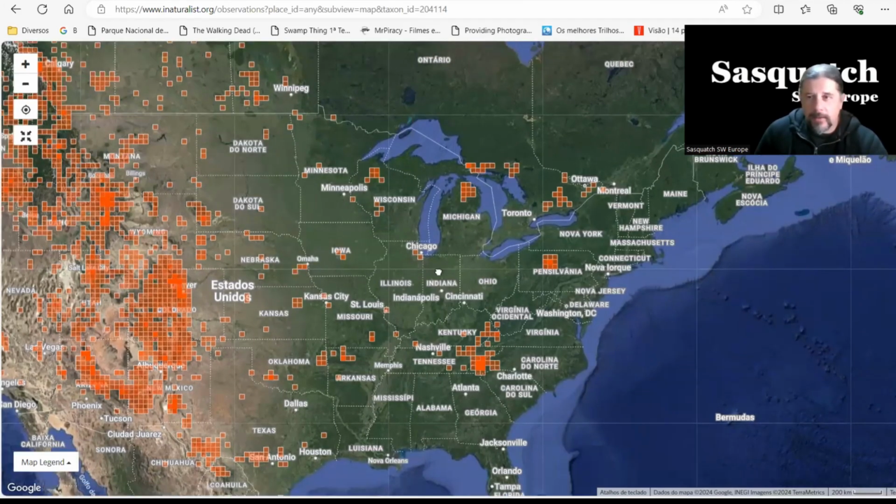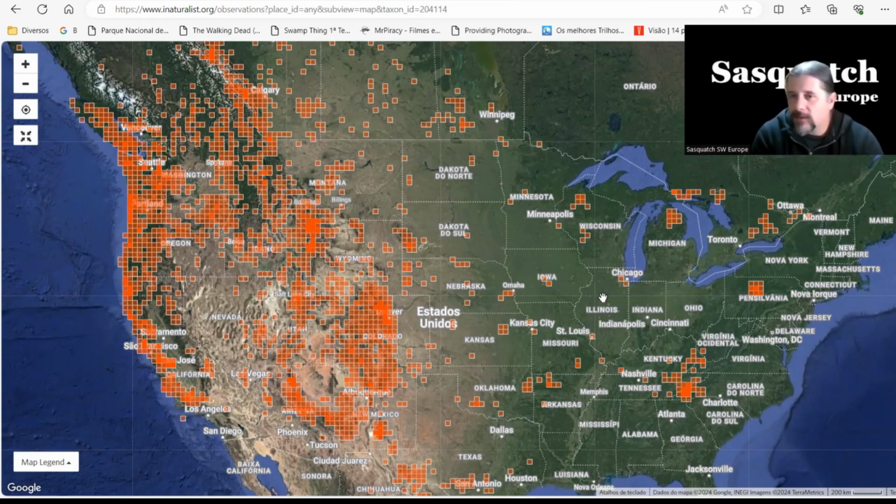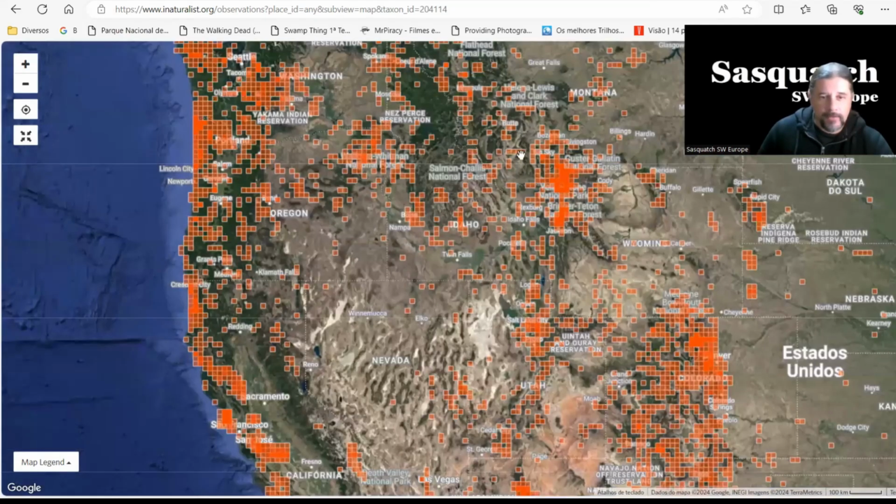And I hear a lot of people on the web speaking about elk and Sasquatch and how Sasquatch are always where elk are. They see it as a relation, that Sasquatch is using elk as a food resource, and it probably is, but I will show you another map, and we are going to focus on the West Coast.